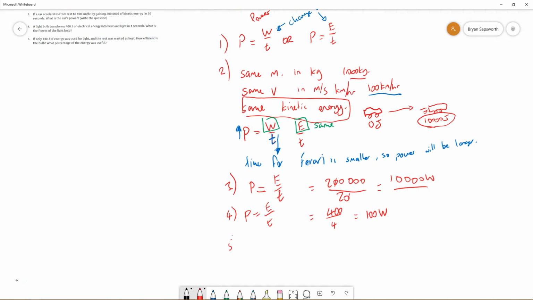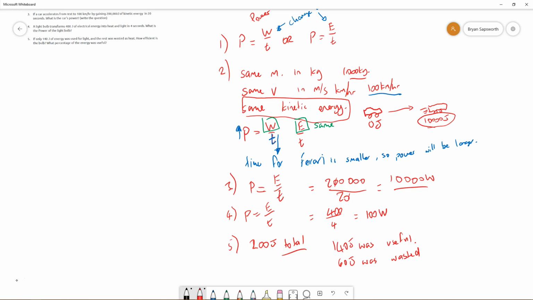Next one, number 5. If only 140 joules of energy was used for light and the rest was wasted as heat, how efficient is a light bulb? What percentage of the energy was useful? So we've got 200 joules total. 140 was useful, 60 joules was wasted.